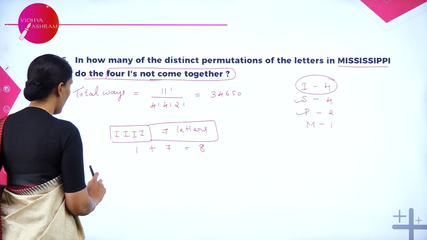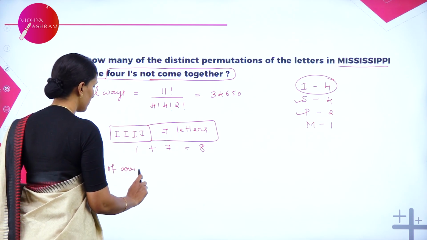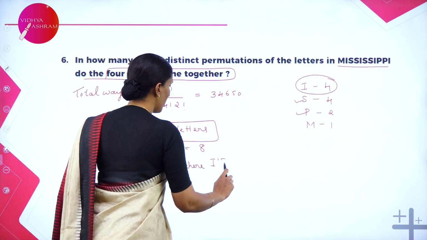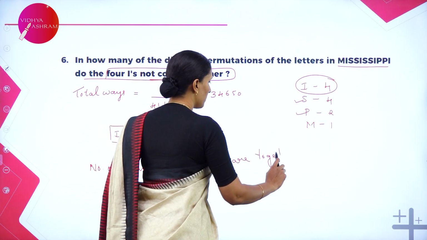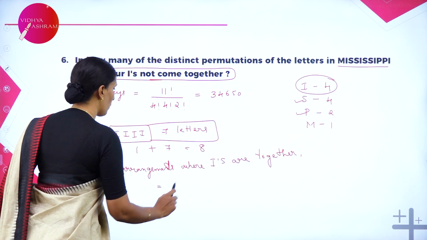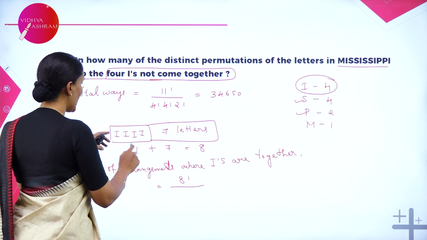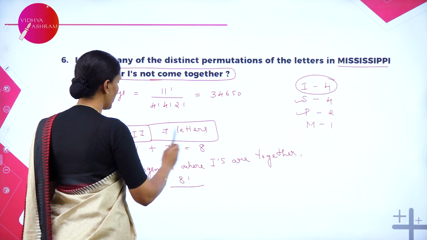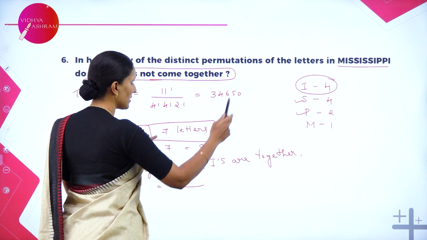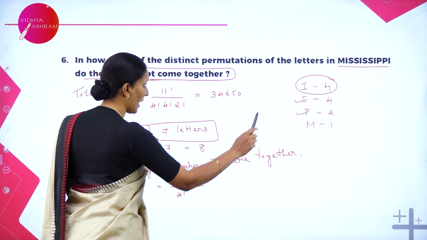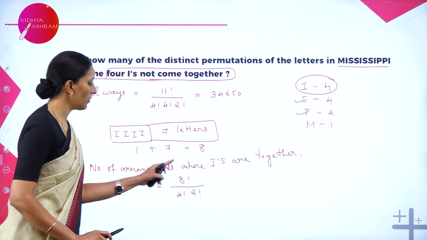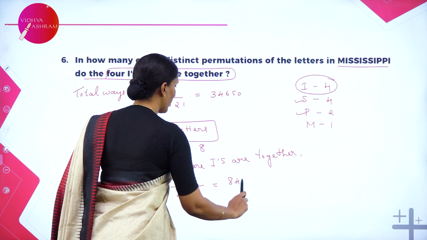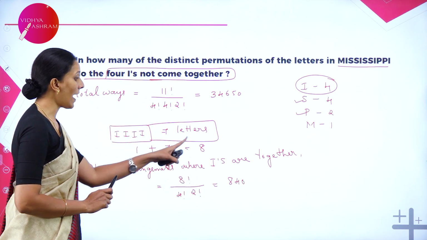So here, the number of arrangements where I's are together is equal to 8 factorial divided by, we will not consider the I unit here because if we change the places of I, it is the same arrangement. So we will just find the total arrangement, and with the remaining 7 letters, we have a letter S which is repeated 4 times and letter P which is repeated 2 times. So again, if you calculate 8 factorial divided by 4 factorial into 2 factorial, you will get the value of 840.